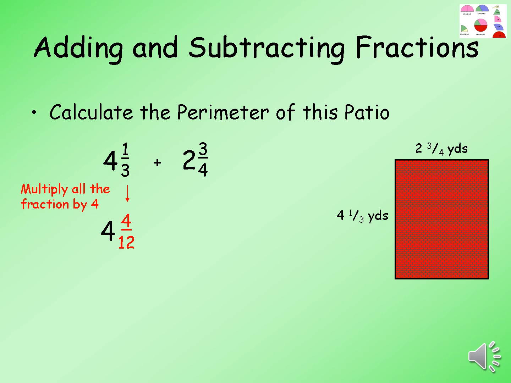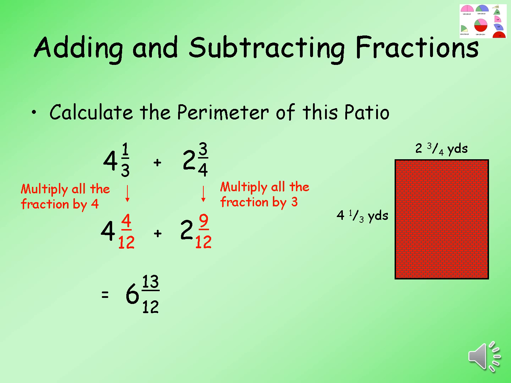So in the first instance we multiplied 3 by 4 to get 12, so we do the same to the top number. 4 times 1 is 4, and on the other side we keep the whole number, and then we multiplied 4 to get 12, so we must multiply 3 by 3, which is 9. So now we have two whole numbers and we have fractions with the same denominator. So 4 plus 2 is 6, and 4 twelfths and 9 twelfths is 13 twelfths, which once again is a top-heavy fraction.